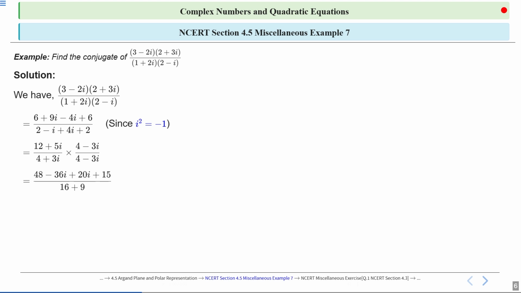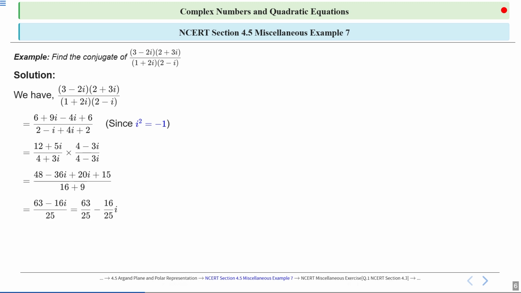So let's expand the numerator. (12 plus 5 iota)(4 minus 3 iota) gives us 48 minus 36 iota plus 20 iota plus 15. The denominator becomes 16 plus 9, since (4 plus 3 iota)(4 minus 3 iota) equals 4 square minus (3 iota) whole square. And remember, iota square is minus 1. So after simplifying, we get 4 square minus (3 iota) whole square equals 16 plus 9.